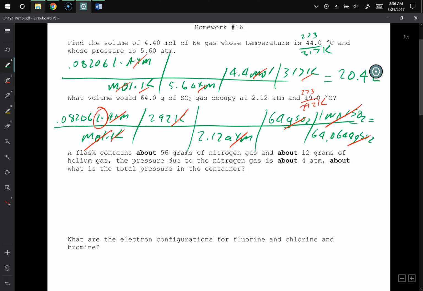And let's see, what do we get? 0.08206 times 292 divided by 2.12 times 64 divided by 64.0648. Get 11.3 liters.